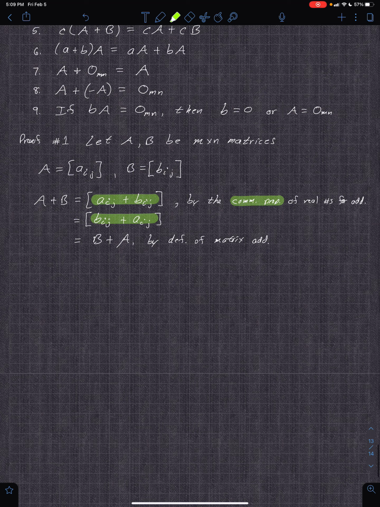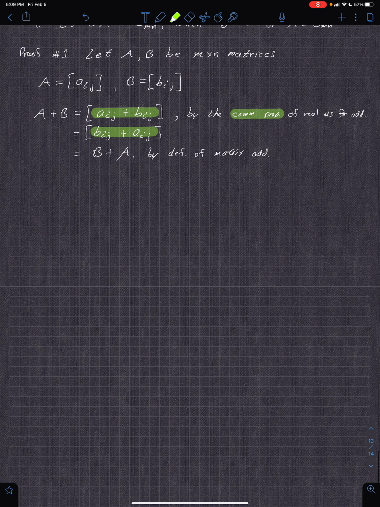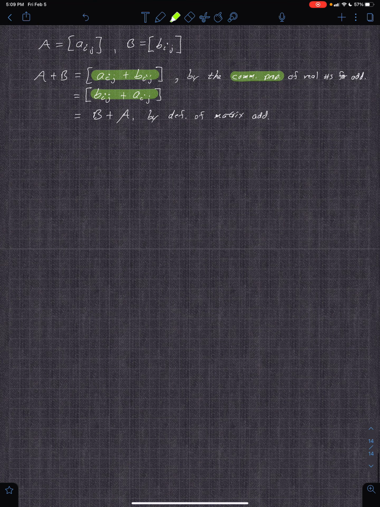Okay, let's do transpose properties. So here's first a definition, then we'll do some more properties. If A equals A transpose, then we say A is symmetric. Then A is called symmetric.